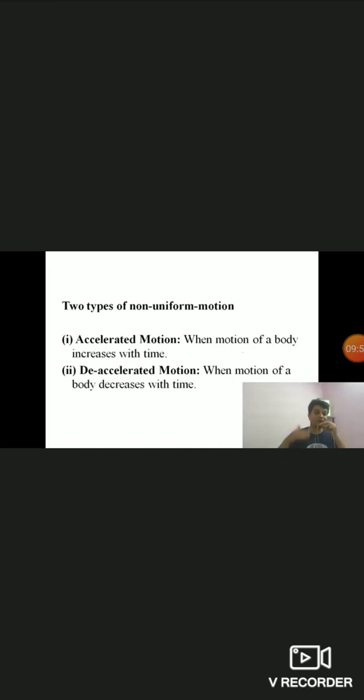But when it comes to deaccelerated motion, also called decelerated motion, the motion of the body decreases with time. So this is what is called decelerated motion. I hope you understood this topic.